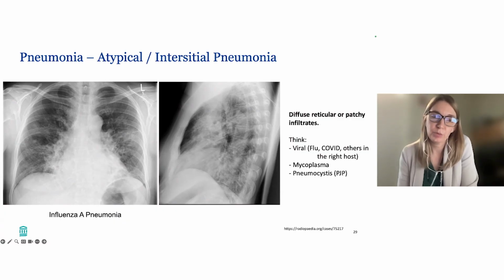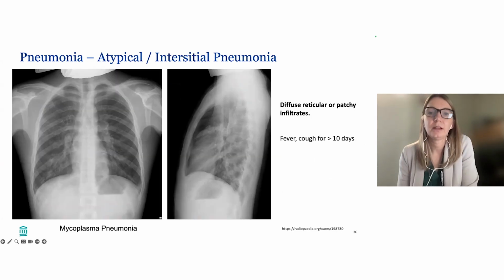These findings can also be caused by Mycoplasma pneumonia or by pneumocystis pneumonia, PJP. Mycoplasma pneumonia is a special situation because it can cause very subtle chest X-ray findings, and the patients can appear overall fairly well. Thus, it is sometimes called walking pneumonia. This chest X-ray shows a patient with mild Mycoplasma pneumonia showing minimal patchy infiltrates.